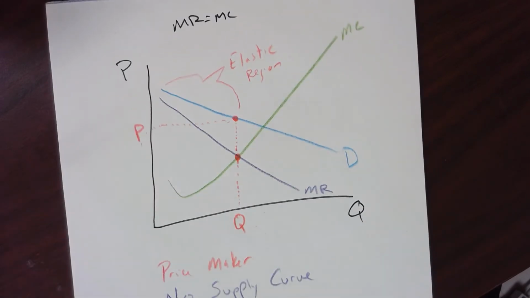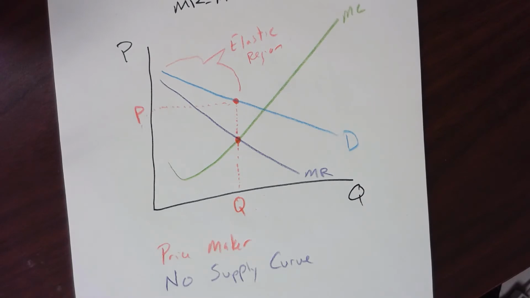Why is there no supply curve? Think about that for a second. Hopefully you came up with the answer that the monopolist is a supplier. So whatever the monopolist wants to supply, that's the supply curve. And that's the cool thing about it.